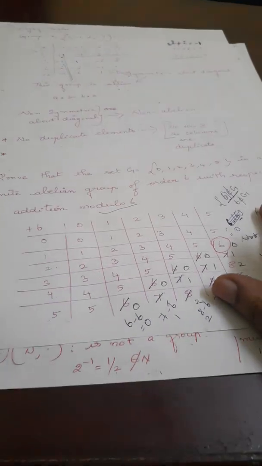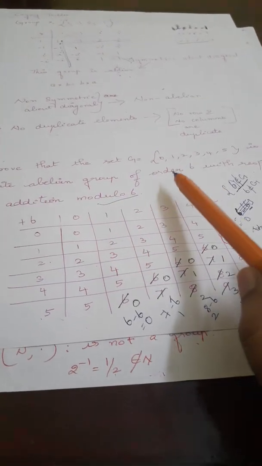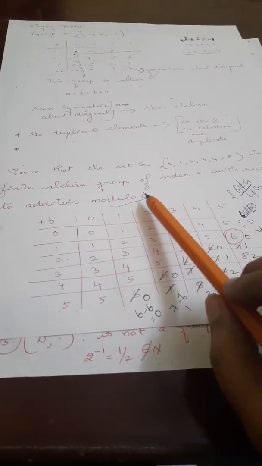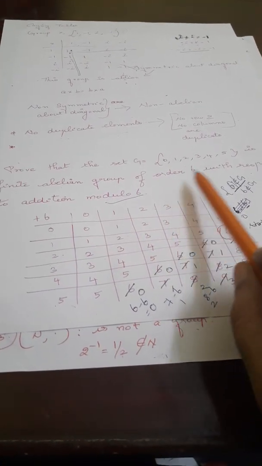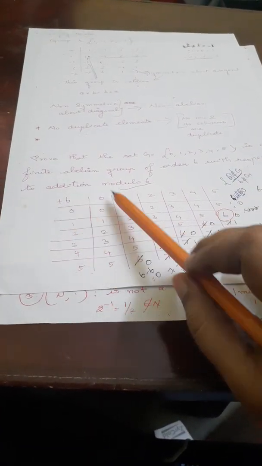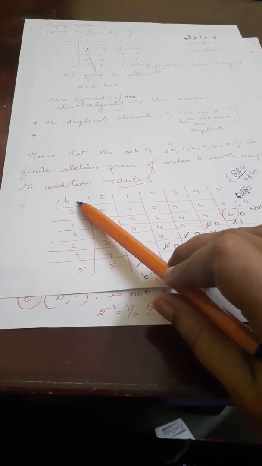So now we are going to see problems. Prove that the set G, belonging to the elements 0 to 5, is a finite abelian group of order 6 with respect to addition. So it is the addition operation modulo 6.